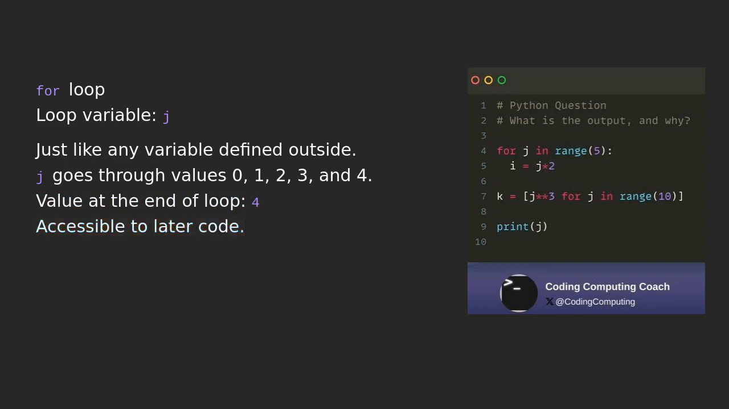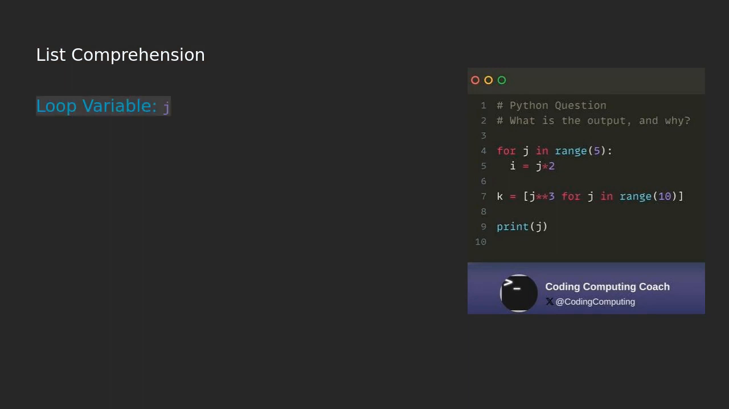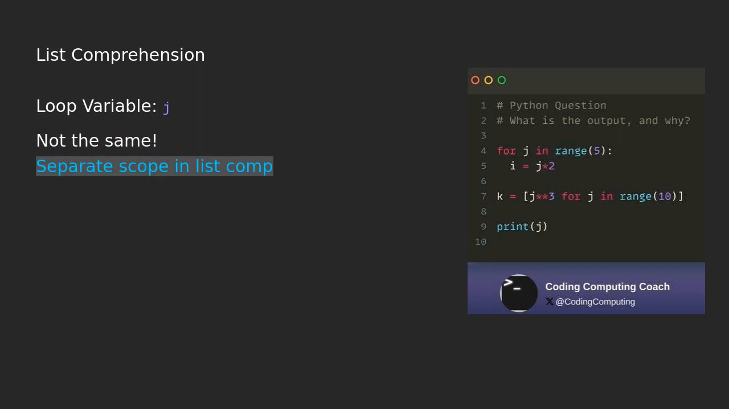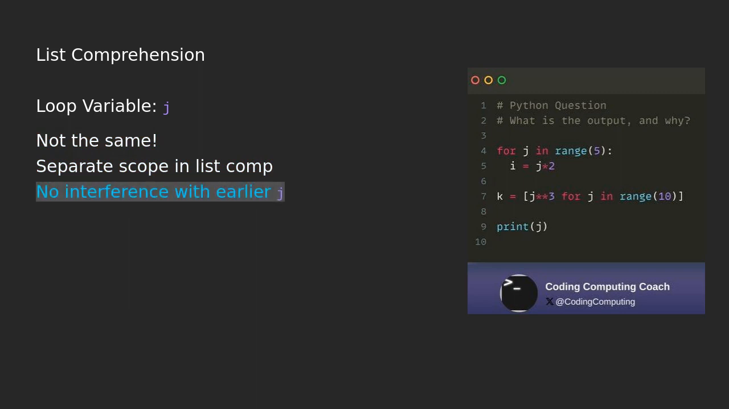Moving on. List comprehension. Next, observe that here also the loop variable is j, but the question is, is this j the same as the earlier j? The answer is, it's not. You see, list comprehension creates a new scope. This is isolated from the rest of the code. So, the loop variable j inside the list comprehension is completely separate from the earlier value of j. There is no interference between these two.